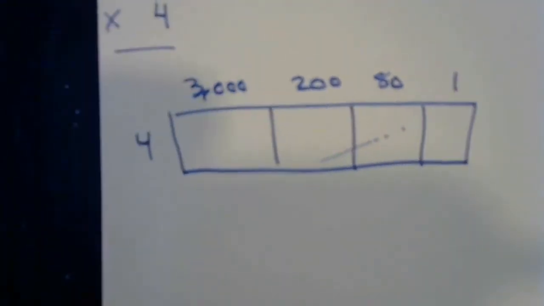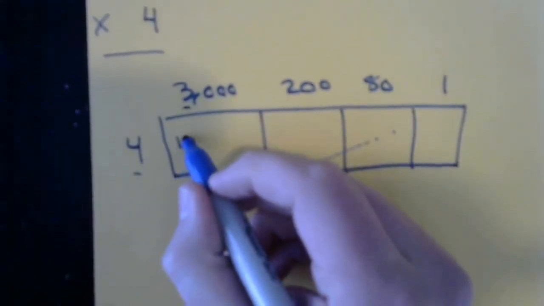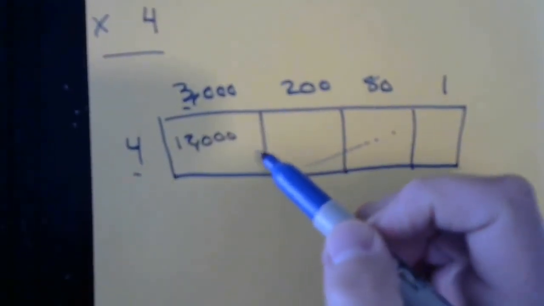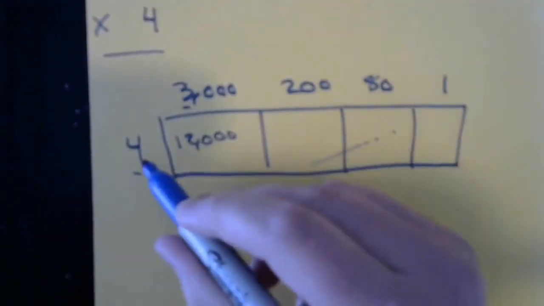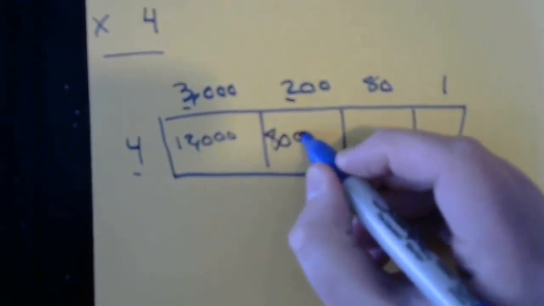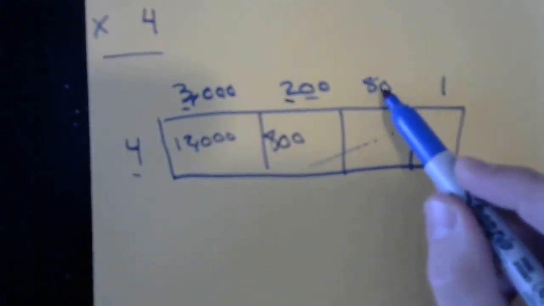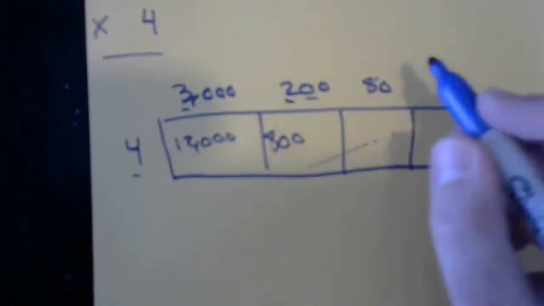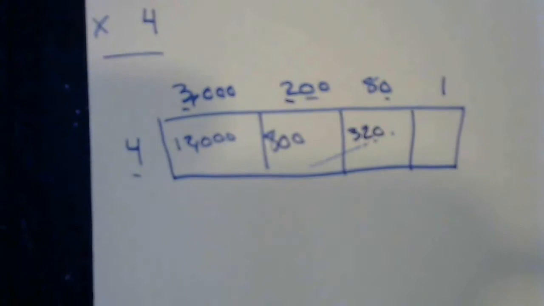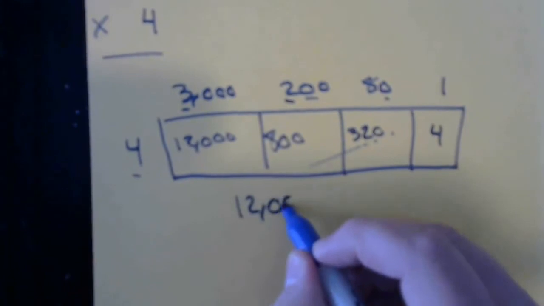And I just start multiplying. So 4 times 3,000s is going to be 12,000s, or 4 times 3 is 12, and then I can add the zeros onto the end. Next, I do 4 times 2 is 8, or 4 times 2 hundreds is 8 hundreds. I add those zeros on the end. 4 times 8 tens is going to be 32 tens, or 4 times 8 is 32. Add that 0 on the end. 32 tens is the same thing as 320. And then 4 times 1 is 4. And next, I just add those up.